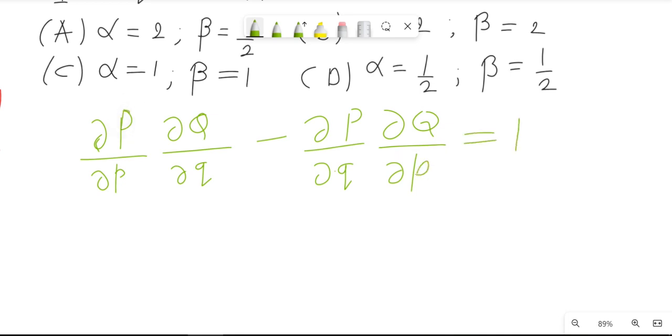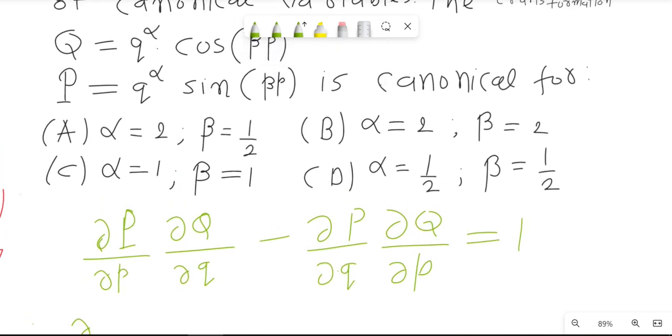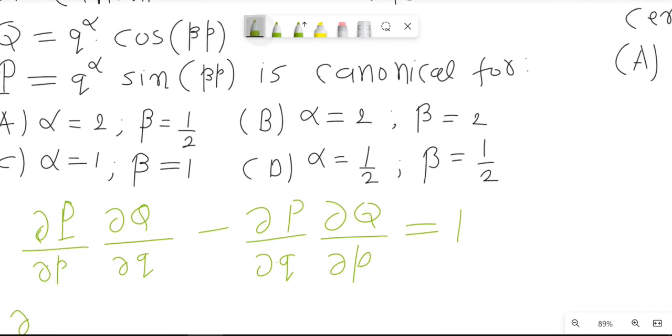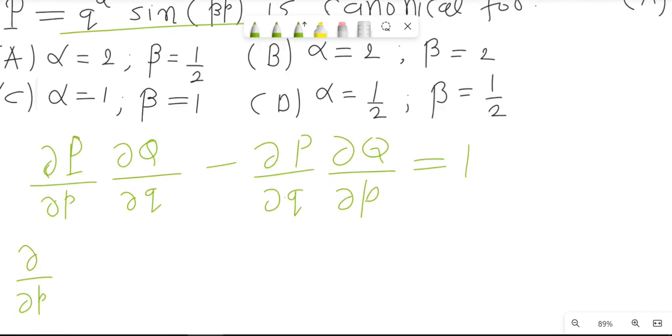Now we have to partially differentiate capital P and capital Q with respect to small p and small q respectively. So let us do it. Now del by del small p of capital P, we are given as q raised to alpha sin beta p.